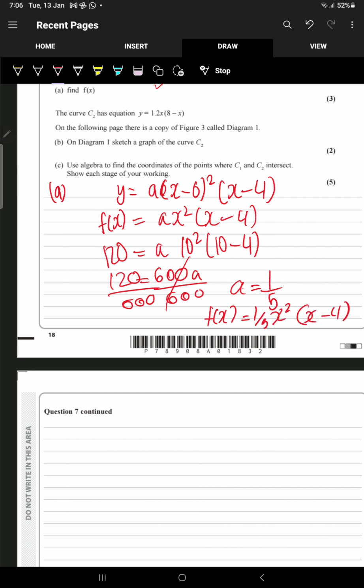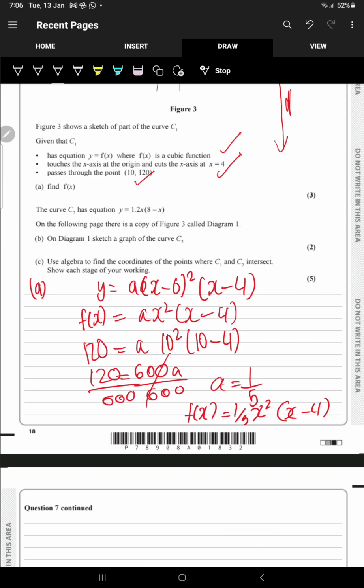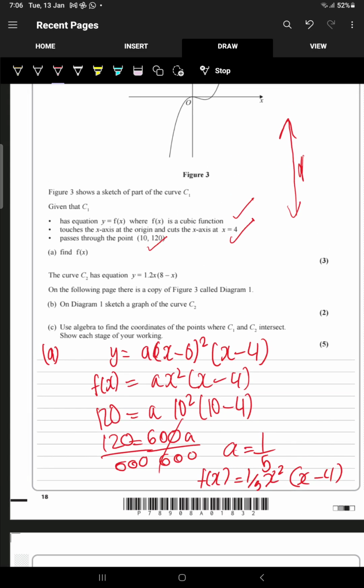All right, so sketch a graph of C2. This is a quadratic graph. To sketch a graph, we first need the x-intercepts. The x-intercepts are 0, and this one: 8 minus x is equal to 0, so x is going to be 8. The y-intercept is obviously going to be 0, because we multiply this x by 0.